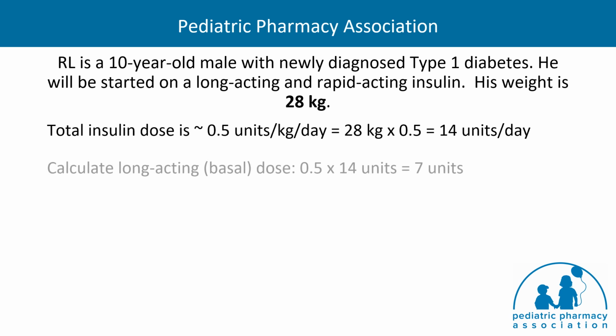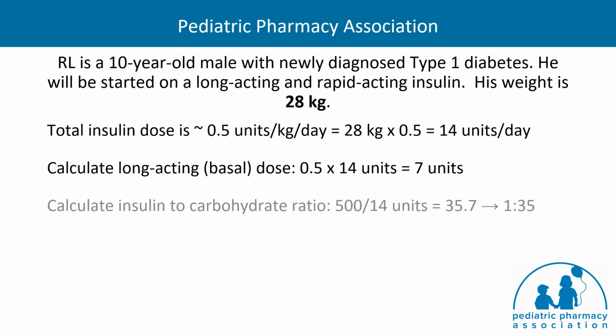Next, we're going to calculate the long-acting or the basal dose. So we're going to want to do at least 1/3 to 1/2 of the total dose as long-acting. So we took half of that daily dose, so 0.5 times 14 units is equal to 7 units. This is how many units of long-acting basal dose that he's going to get.